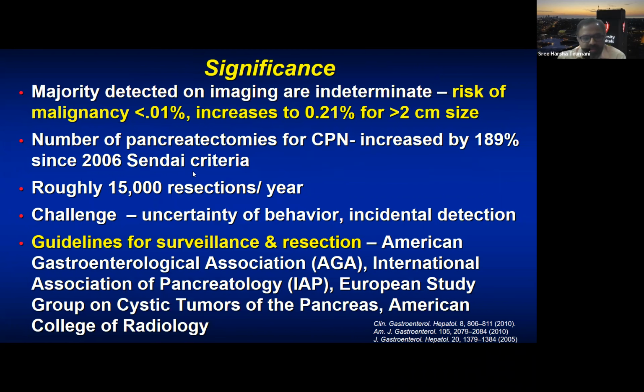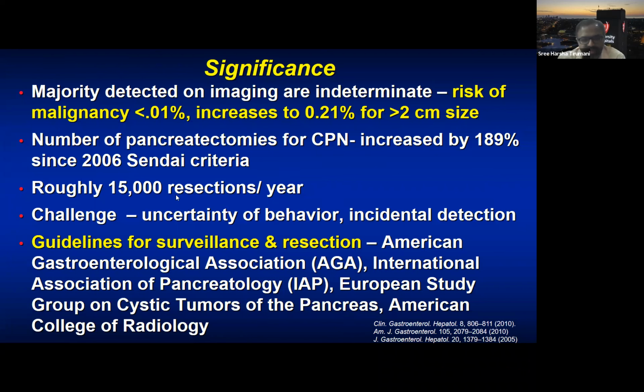The first attempt to come to a more comprehensive and nuanced way of interpreting pancreatic cysts was made in 2006 by the International Association of Pancreatology. It was done in Sendai, a place in Japan, and therefore the criteria were called the Sendai criteria. Once these criteria were proposed, interestingly, instead of decreasing the number of surgeries, the number of pancreatic surgeries actually went up by nearly 200%.